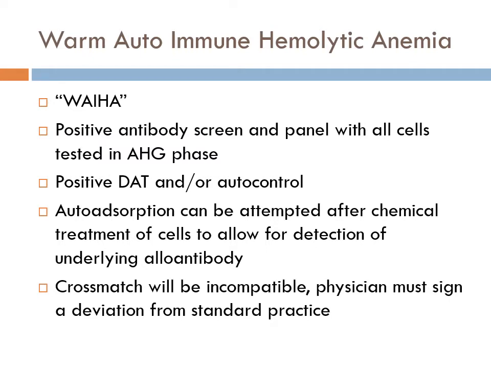So warm autoimmune hemolytic anemia, sometimes written out as WAIHA, or sometimes you say you have a warm auto. Positive antibody screening panel with all cells tested in AHG phase. That's one of the biggest keys. You'll have a positive DAT and/or autocontrol. A lot of times the positive DAT and positive autocontrol kind of go together for IgG.